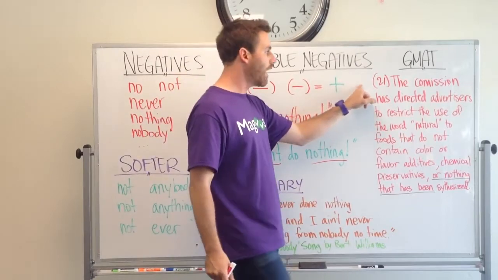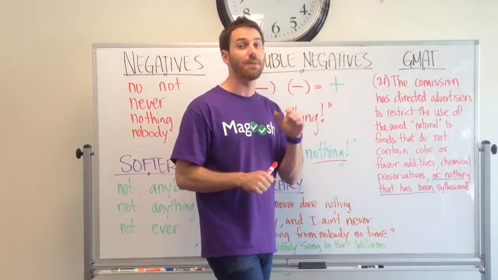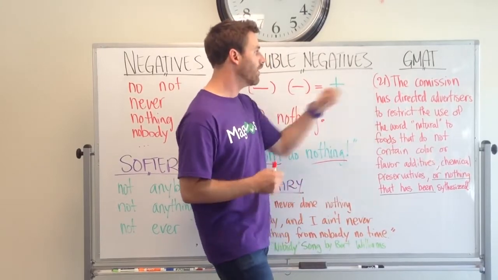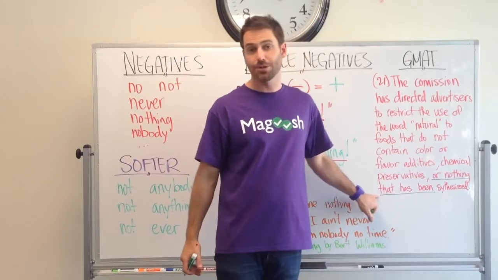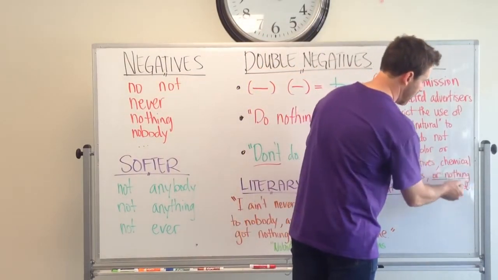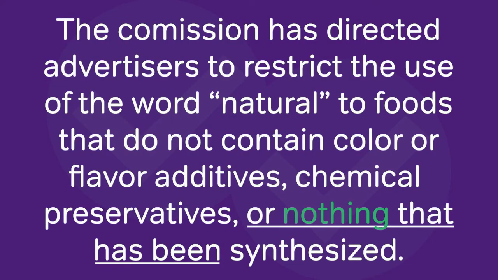So I took this question from the GMAT Official Guide, the 13th edition. Question number 21. It says, the commission has directed advertisers to restrict the use of the word natural to foods that do not contain color or flavor additives, chemical preservatives, or nothing that has been synthesized. And so we can see, this is the underlined portion of the sentence, and we can see we have a negative word here, nothing. But if you go further back in the sentence, we have a do not here at the beginning. So we have a double negative here.